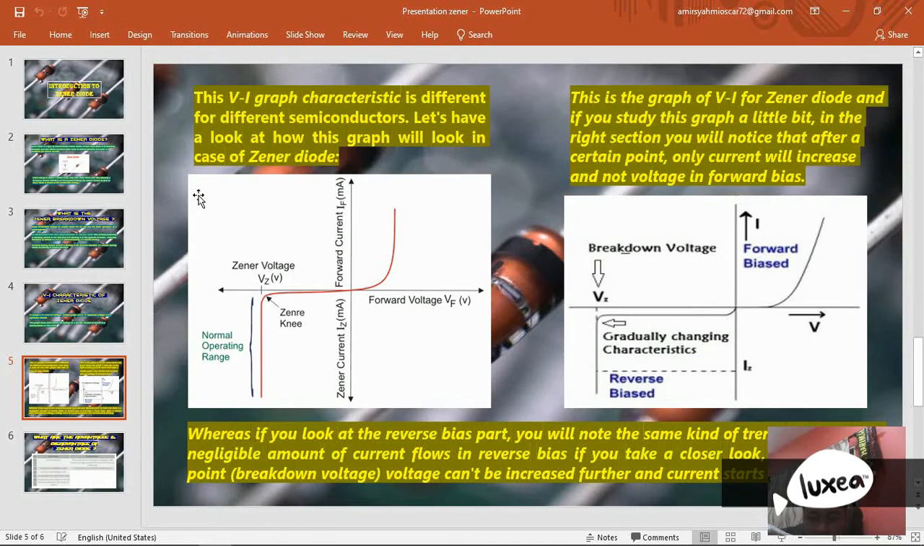If you study this graph a little bit, in the right section you will notice that after a certain point only the current will increase and not the voltage in forward bias. If you look at the reverse bias part, you will note the same kind of trend, but a negligible amount of current flows in reverse bias if you take a closer look. After a certain point, the breakdown voltage is reached, and current starts flowing.